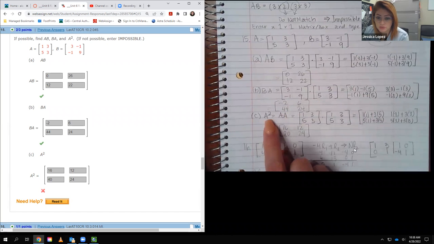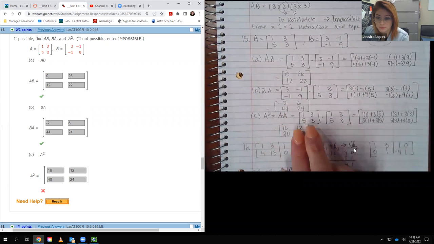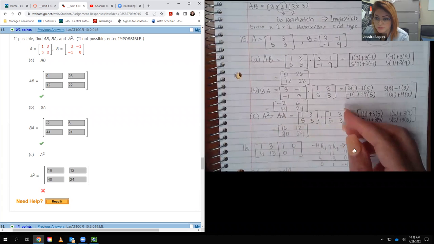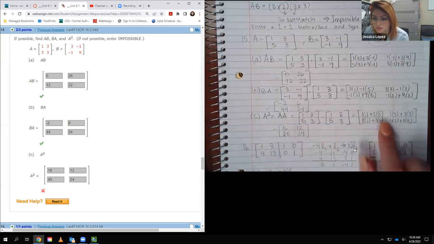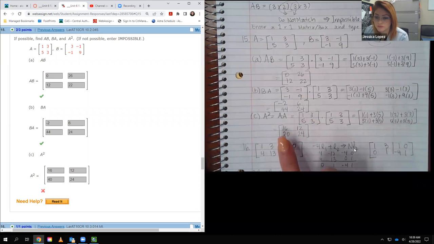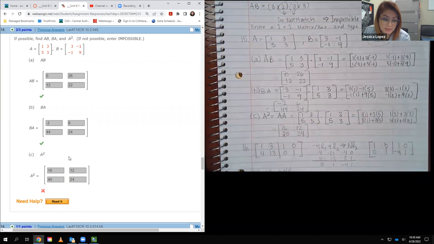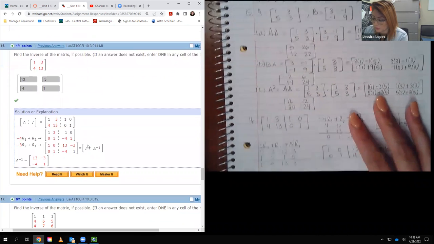Now for A squared, you're gonna take the A matrix times itself, okay? And so then you end up with this row times this column, which gives you these entries. This row times the second column gives you these entries. Second row times the first column gives you these entries. Second row times the second column gives you these entries. And so then when you do those individual computations, you do end up with these values. Now I got it wrong because I accidentally typed in a 4 instead of a 2. I don't know why I typed in a 4 here instead of a 2. I did it right on paper, but for some reason I typoed that in the website.